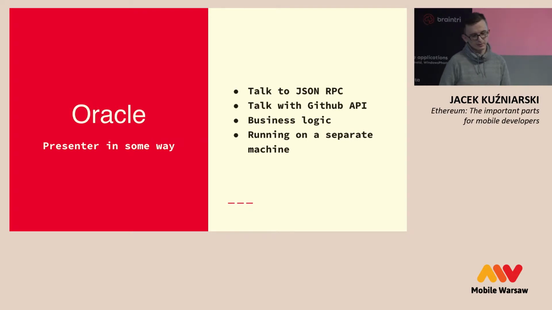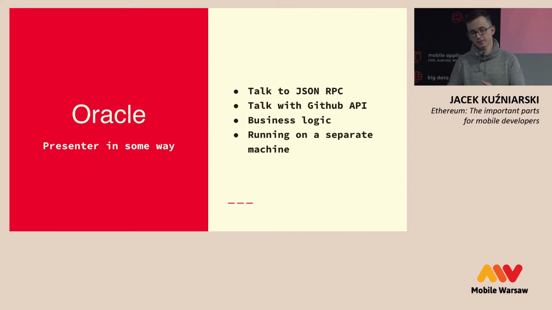The second part is the Oracle, something that people usually don't mention, and what we would understand as a presenter or controller in a way. Our Oracle would talk to JSON RPC. JSON RPC is an API for us to use to talk to the blockchain. We would talk to GitHub because that was our VCS. And we would put some business logic. Why exactly here and not in the smart contract?